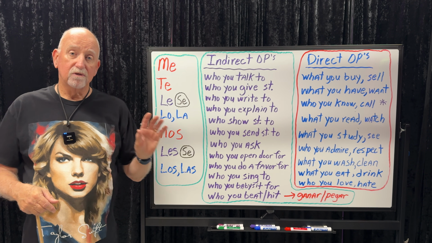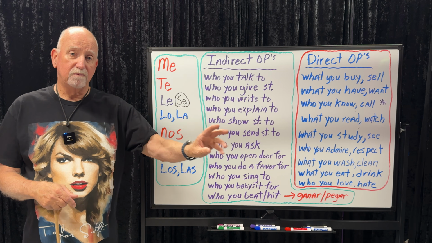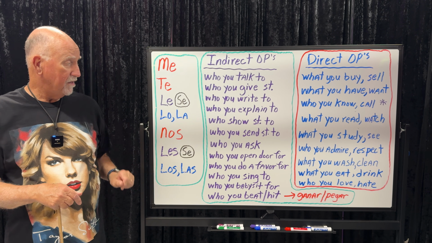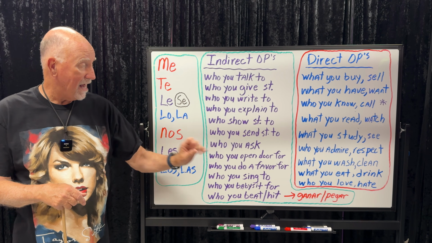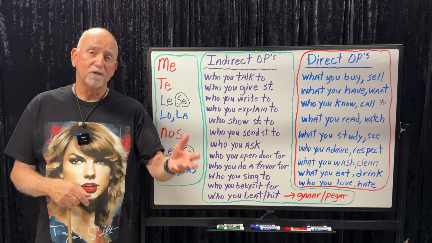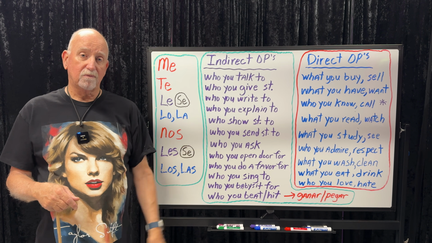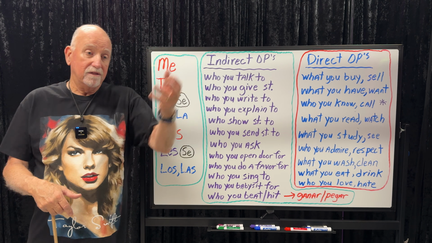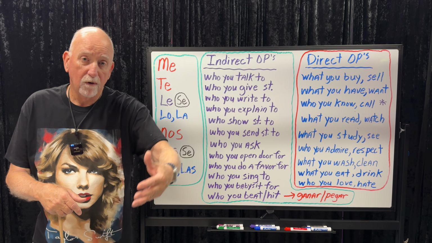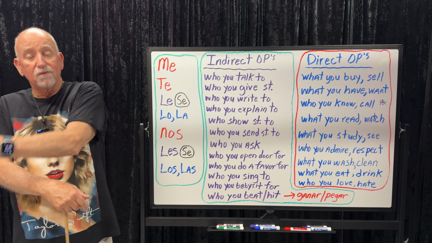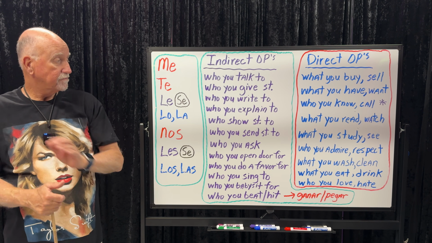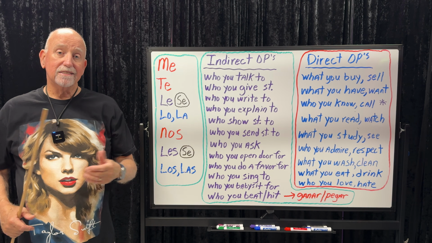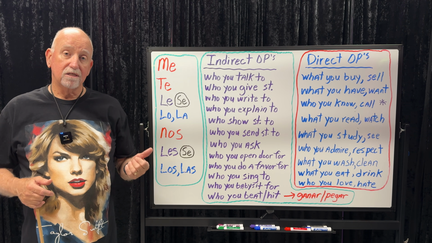Remember, the people you talk to, the people you give things to, the people that you explain to, the people that you show something, the people that you send something to, the people that you ask, the people for whom you open the door, all that is indirect object pronoun. Like opening the door, the direct object is the door. You're opening the door. For whom you open it is a person. That's the indirect object. You see? Okay, who you show something to. Enseñar. Enseñar is to show.